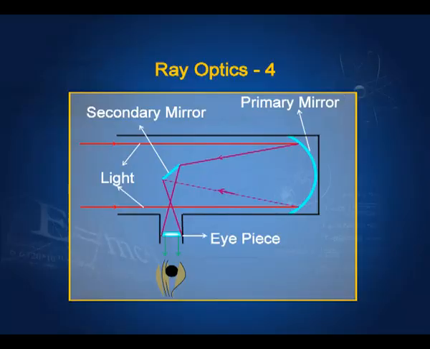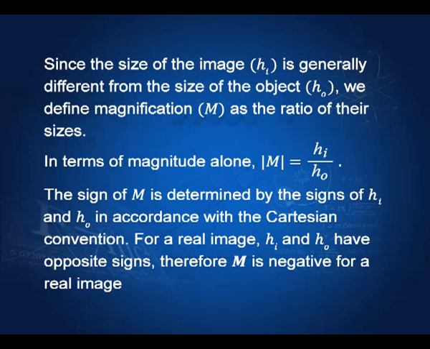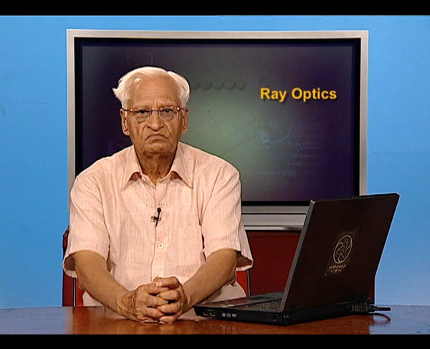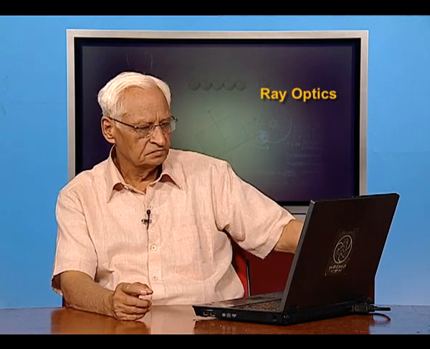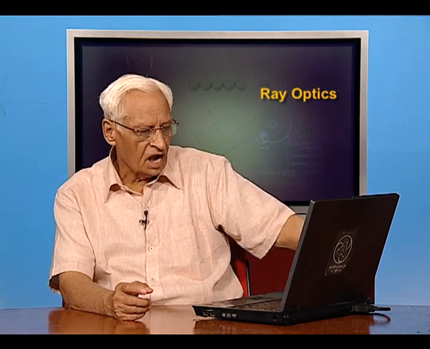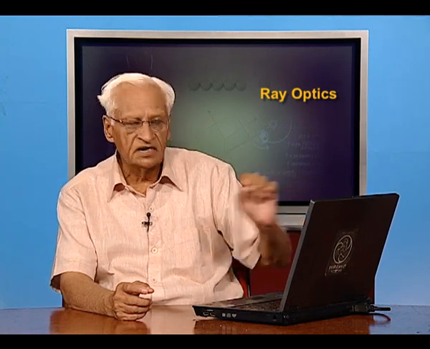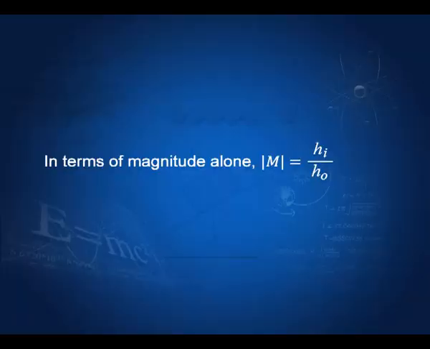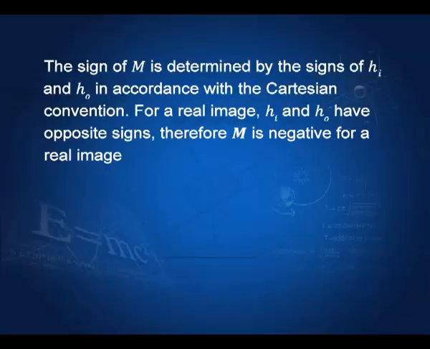So, we continue with this. In the examples that we studied in the last lecture, the sizes of the images are different with respect to the size of the object. Therefore, we define a quantity called magnification. The magnitude of the magnification is the ratio of the height of the image divided by the height of the object, h I by h o. The sign of m is determined by the signs of h I and h o.